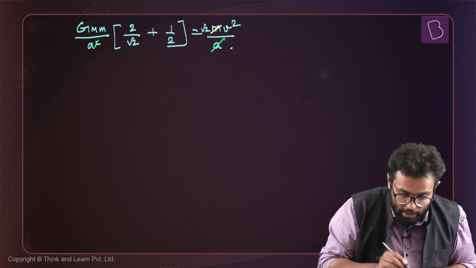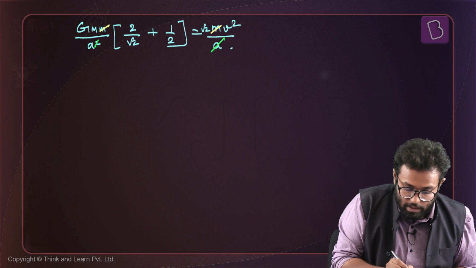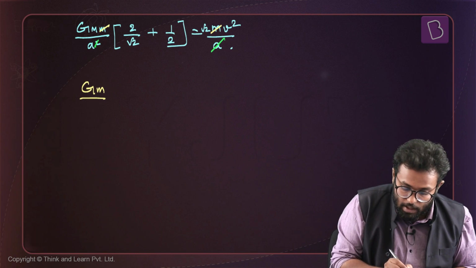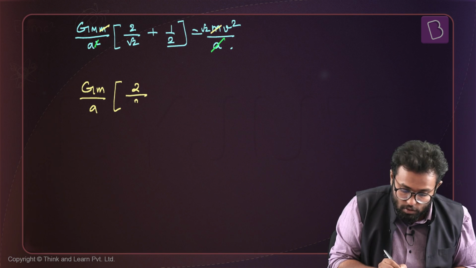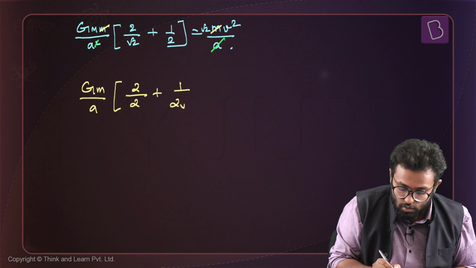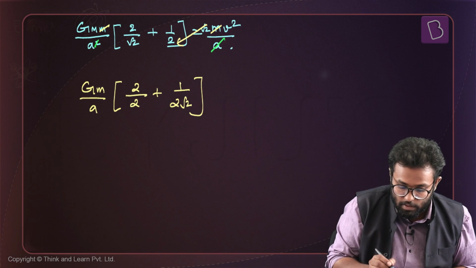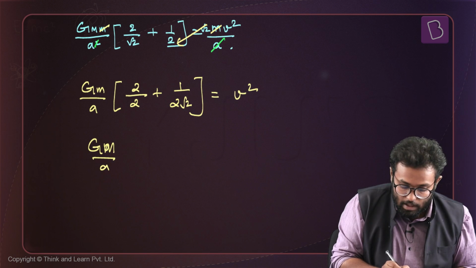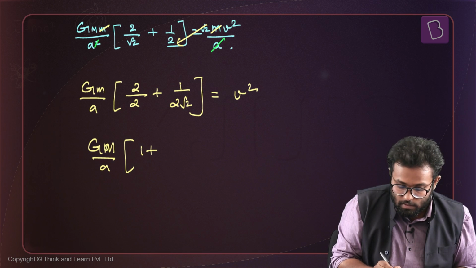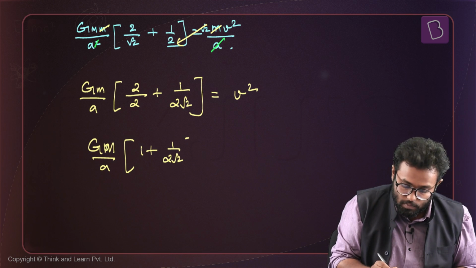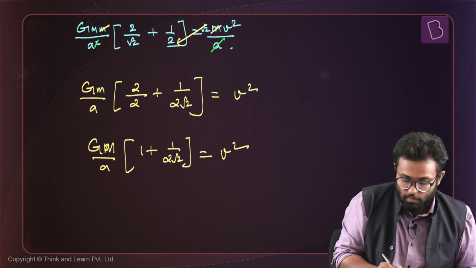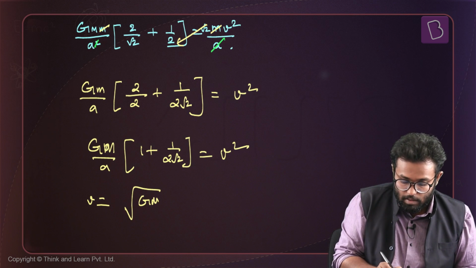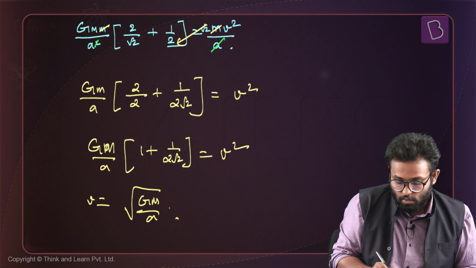Okay, so I can also cancel the m's here, so m and m would go away, so I get GM by a, and this root 2, if it comes here, I'll get 2 by 2 plus 1 by 2 root 2, right? I've taken this root 2 over here, is equal to v square. So this becomes GM by a times 1 plus 1 by 2 root 2 equals v square, or v is equal to root over GM by a times root over 1 plus 1 by 2 root 2.